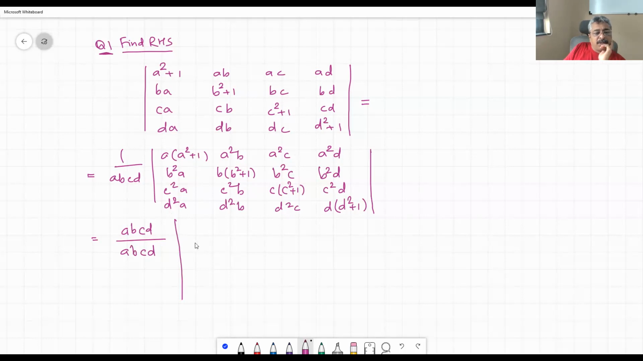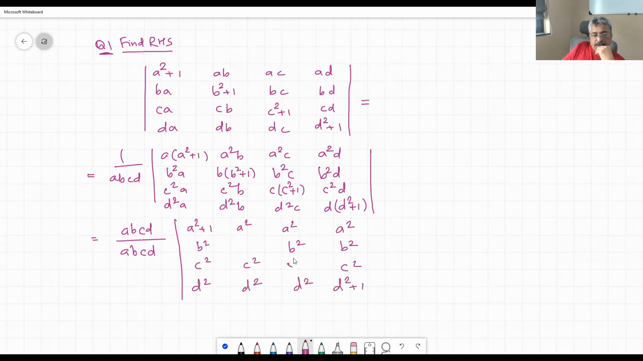So practically it is one and the same determinant. This is 1 upon ABCD times ABCD, with rows A square plus 1, A square, A square, A square, then B square, B square plus 1, B square, B square, then C square, C square, C square plus 1, C square, and D square, D square, D square, D square plus 1. Okay, this kind of determinant we are left with.